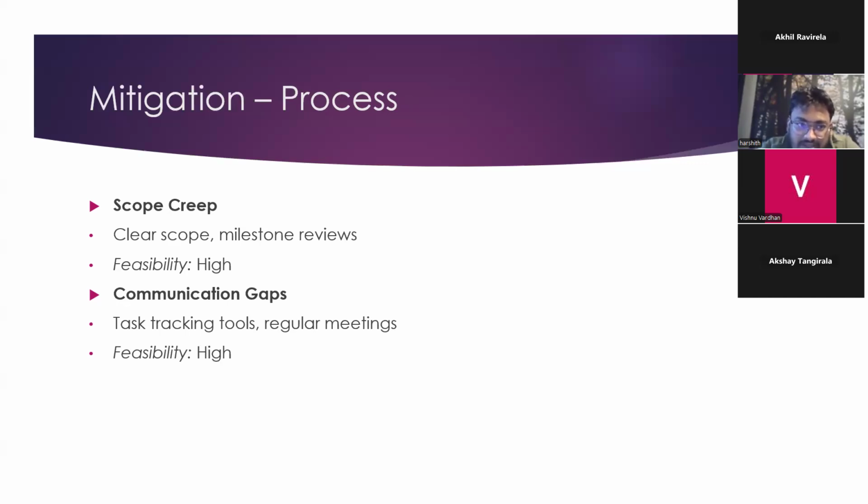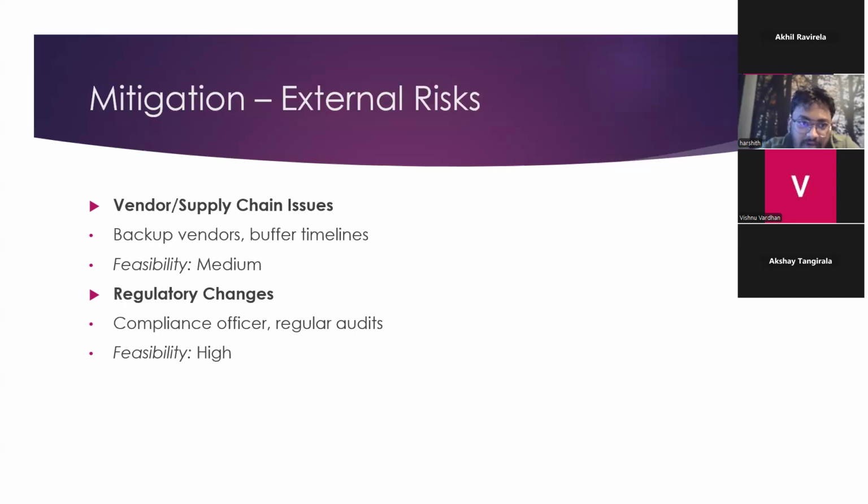Coming to the next slide, it's about external risks. To mitigate external threats, it's wise to identify backup vendors and include buffer timelines in the schedule for compliance issues. Having a dedicated compliance officer and conducting regular audits can help organizations stay ahead of changing regulations and avoid penalties.